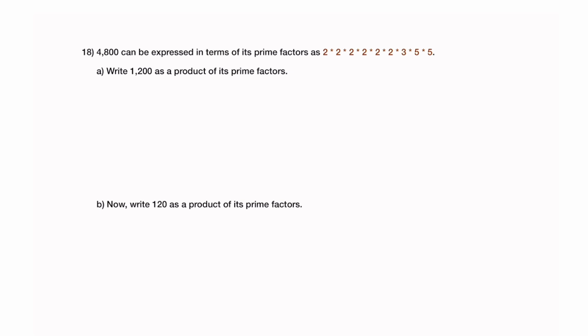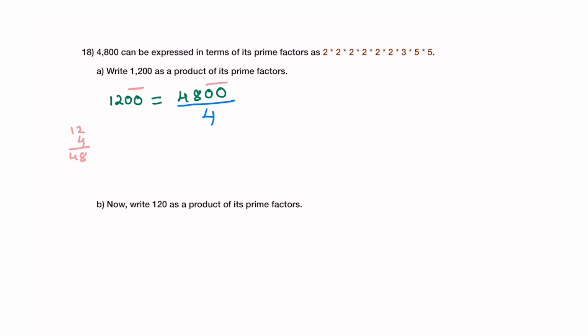4800 can be expressed in terms of its prime factors as this. Write 1200 in terms of 4800. How do we get that? If you want to get from 4800 to 1200, we need to divide it by 4, right? Because 12 times 4 is 48. So 12 times 4 is 48, right? That's what we are using. So the number of zeros should not bother you because the 2 zeros are balanced out.